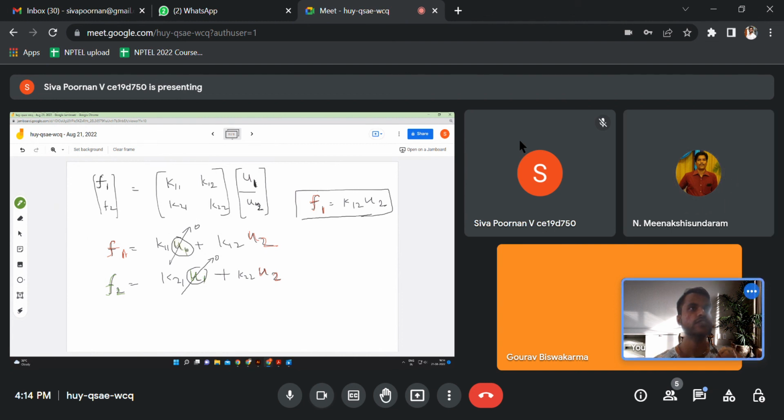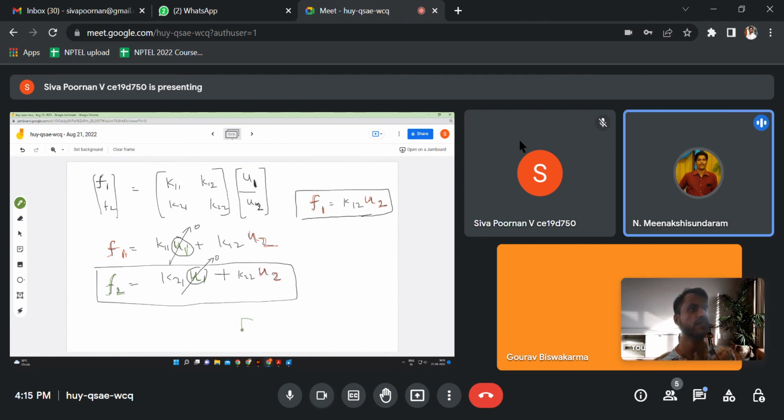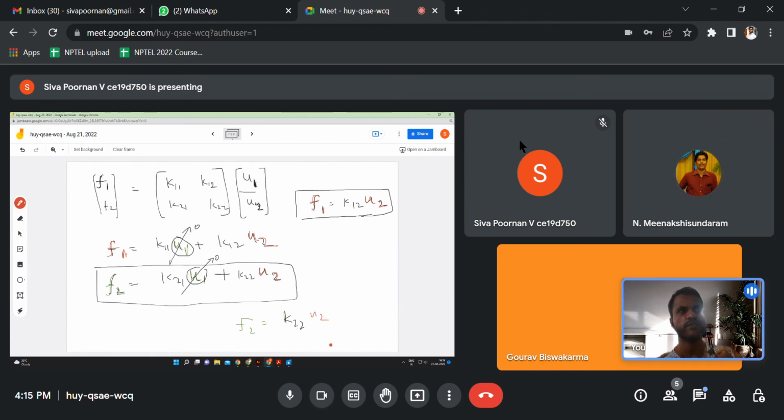Okay, so now what we can see, there are two unknowns here in this equation, so we cannot solve this equation directly. f1 is also not known, u2 is also not known. The second equation, if you see, is going to have only one unknown, right? u2 is the only unknown, so you can solve for it first. If I rewrite this equation, we're going to have f2 is equal to k22 into u2. You can take inverse, there are many ways to solve it. You can take inverse as the easiest way, and this equation basically says what?